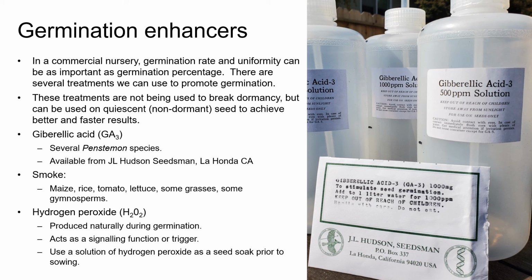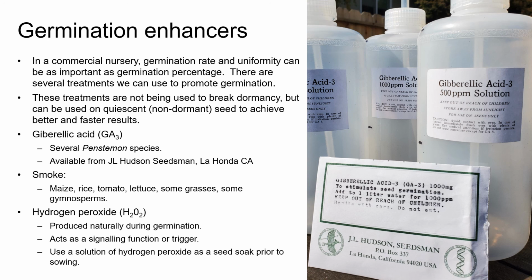I've already talked about smoke as a treatment for breaking dormancy. Well, we can also use it on quiescent seed to enhance germination. There's been a lot of research showing that it enhances germination in maize, rice, tomato, lettuce, some grasses, and some gymnosperms. And this is a treatment you may want to experiment with at home to see if it works for you.